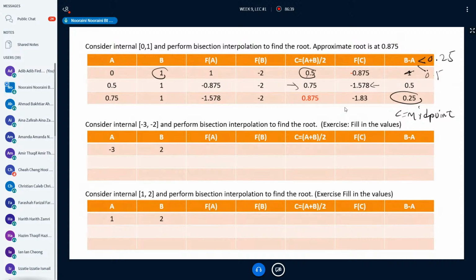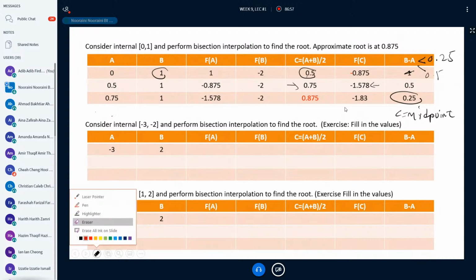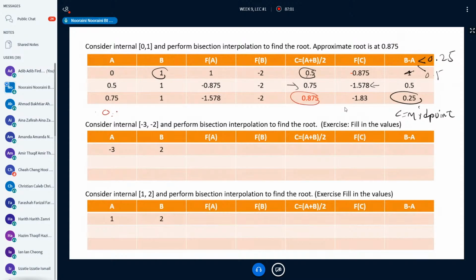If equal, you can stop. But here it should be less. So you need to apply here again. Negative meaning change at A. So negative, 1 point, no, it should be 0. We change the value of A to C. So here should be C, 0.875. B, maintain 1. FA, take this, negative 1.83.